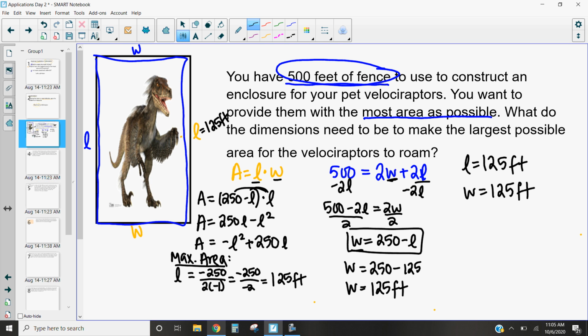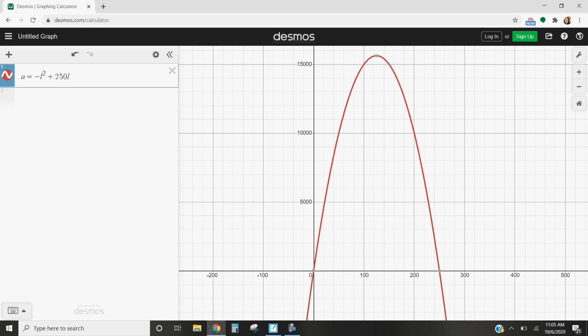Now let's double check our graph to see if it agrees. So when we are at our peak point here, our length here is at 125.